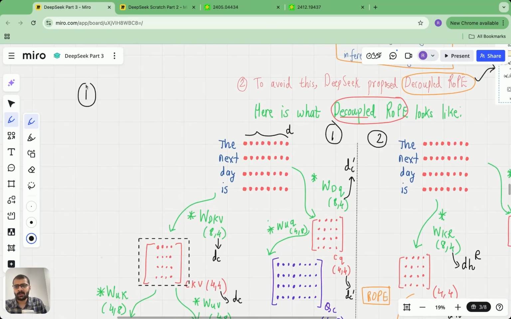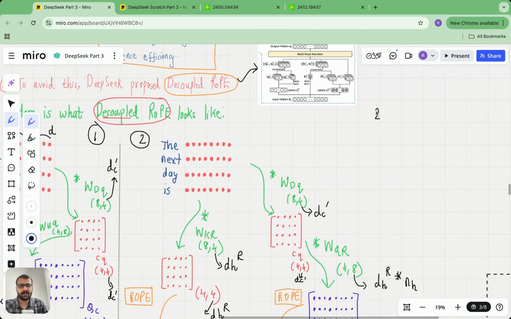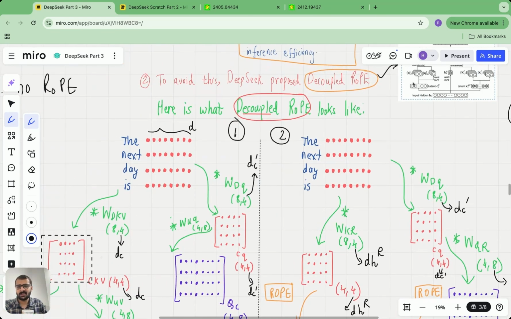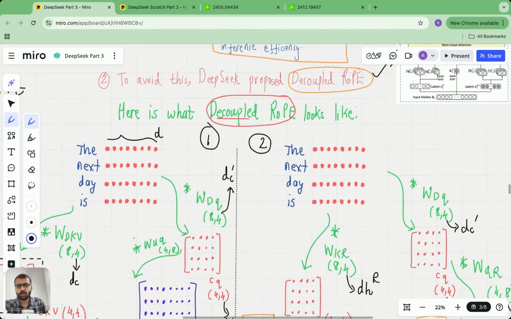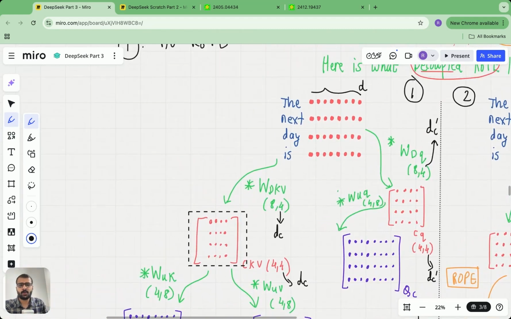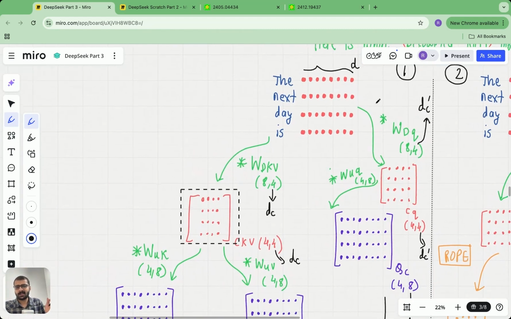So part number one, which I'm going to show here, is no rotary positional encoding, and part number two, which is on the right, is where the rotary positional encoding part is done. That's why it's decoupled. It's very easy to explain this in two sections because both of these sections work separately. So I'm going to zoom in on the left hand side for now and forget about the right hand side completely.